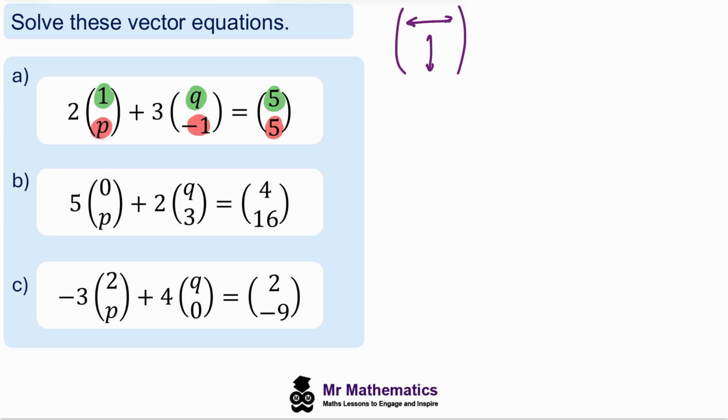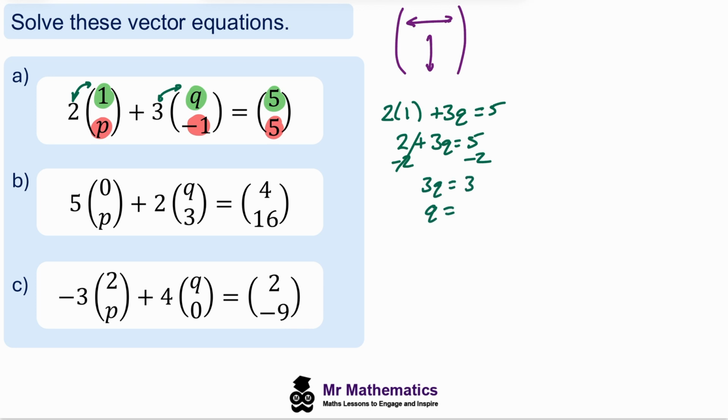So for our first equation, we'll have 2 lots of 1 plus 3 lots of q, and this will equal 5. And we can simplify this equation. We'll have 2 plus 3q will equal 5. We'll take away the 2 from both sides. So 3q will equal 3. So therefore q must equal 1.